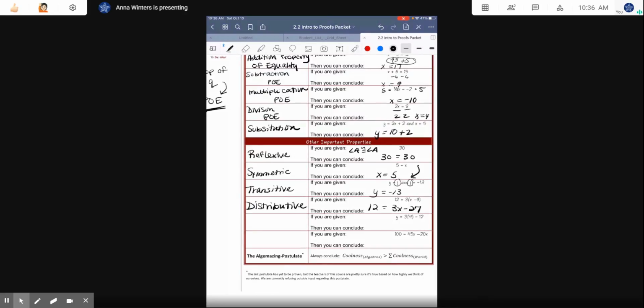All right, the next one we have y equals 3 times 4 minus 12. Our next step that we want to do is to simplify. We would have y equals 12 minus 12. So the property that allowed us to do that is simplify, or simplification. Then the last one here is if you are given 100 equals 45x minus 20, what would you do next? We would combine like terms. We would have 100 equals 25x. And again, combine like terms.